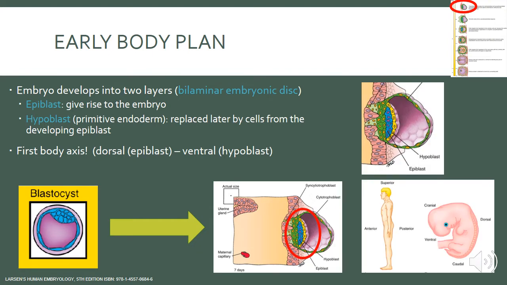So now within the embryo, we have a dorsal side, which is formed by the epiblast, and a ventral side, which is formed by the hypoblast, and that is our first axis. All of this occurs back on day 7 before implantation is fully completed.